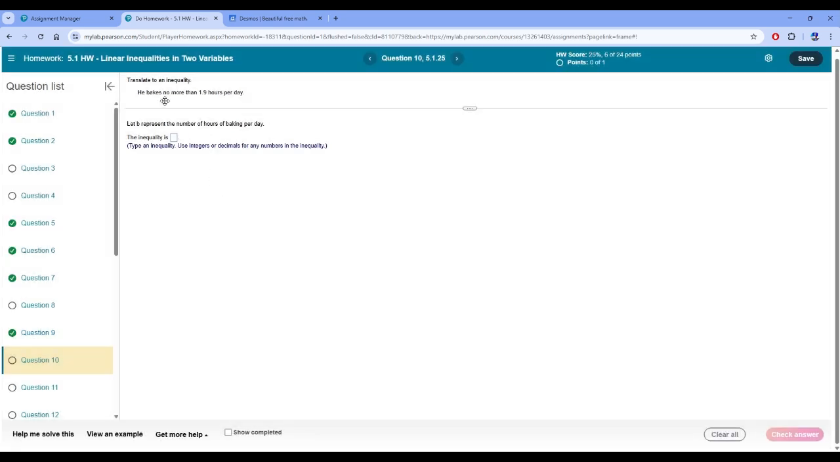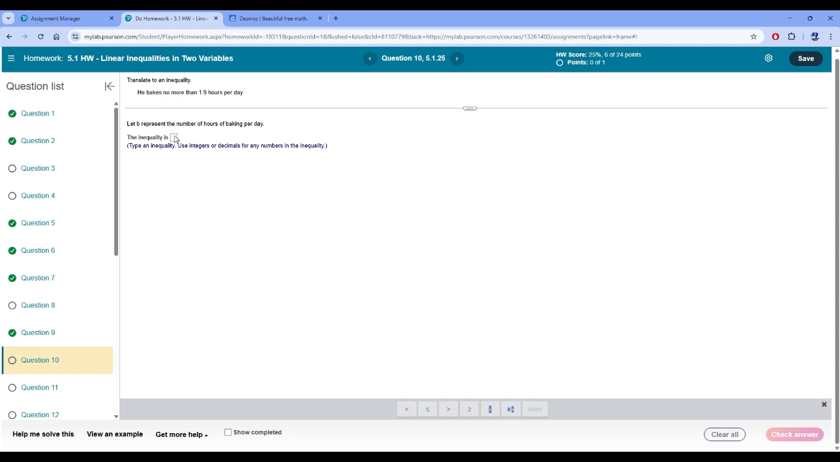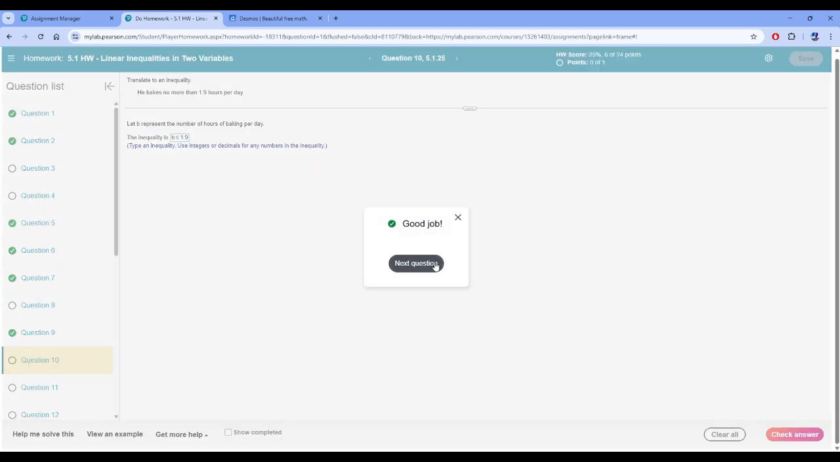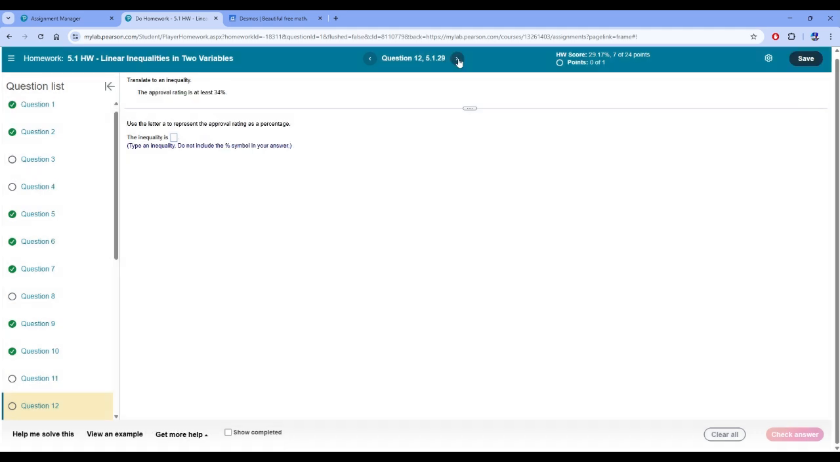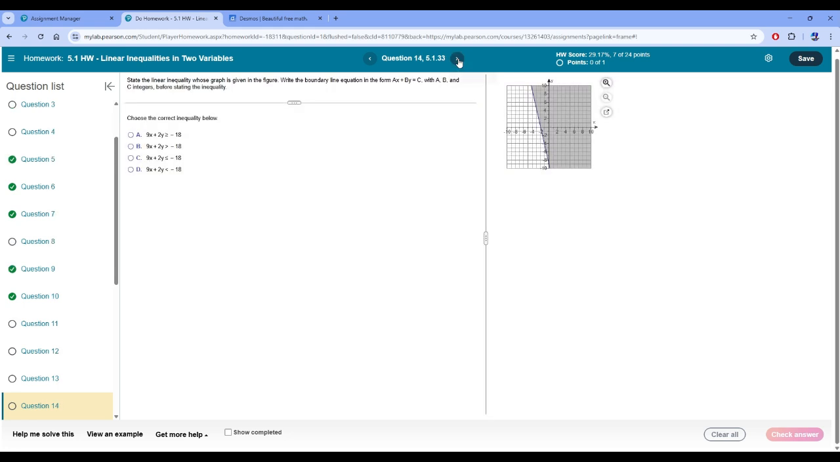Yep. He bakes no more than 1.9 hours a day. What is my B? B is less than or equal to 1.9, and so forth. We're moving pretty quickly through. The tax refund is under $3,800. Same exact thing. Approval rate is at least 34%. Same exact thing. The height of the clouds is at least 14. It's pretty straightforward.